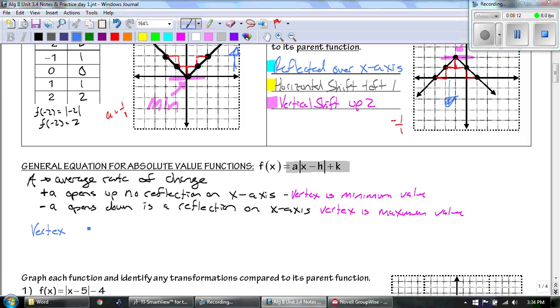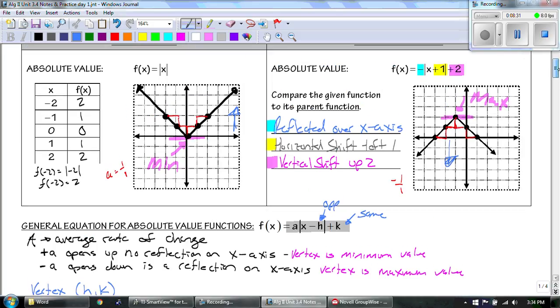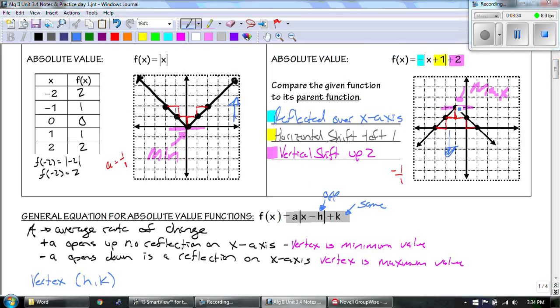The vertex is h comma k. So what we need to do is take the opposite of h, and then the k stays the same. If you think about it, our vertex right here was -1 comma 2. So I took the opposite of 1 to get -1, and then the 2 stayed the same.